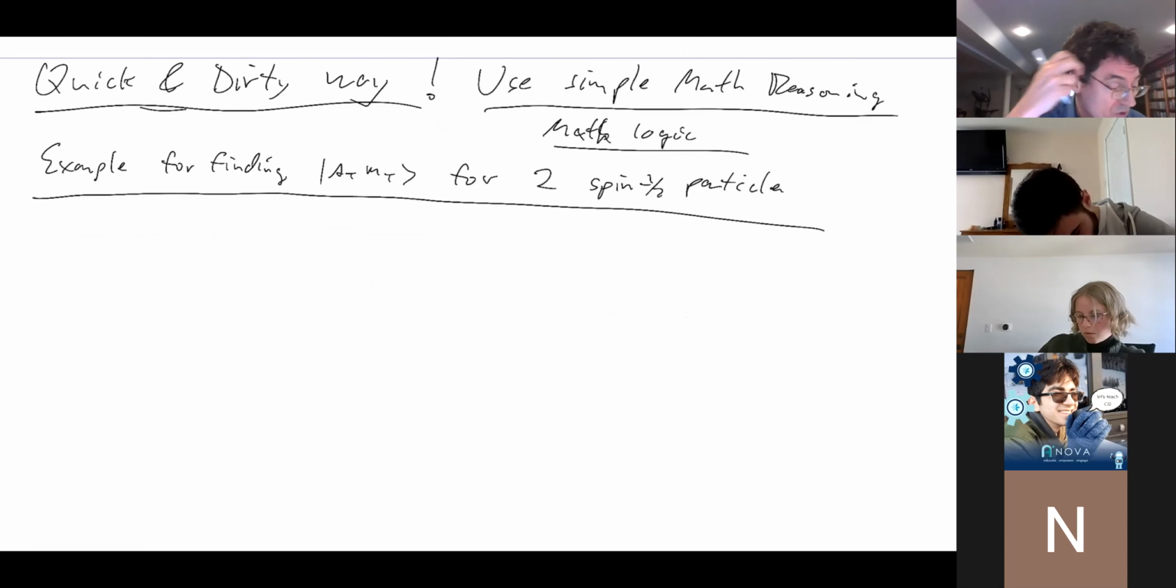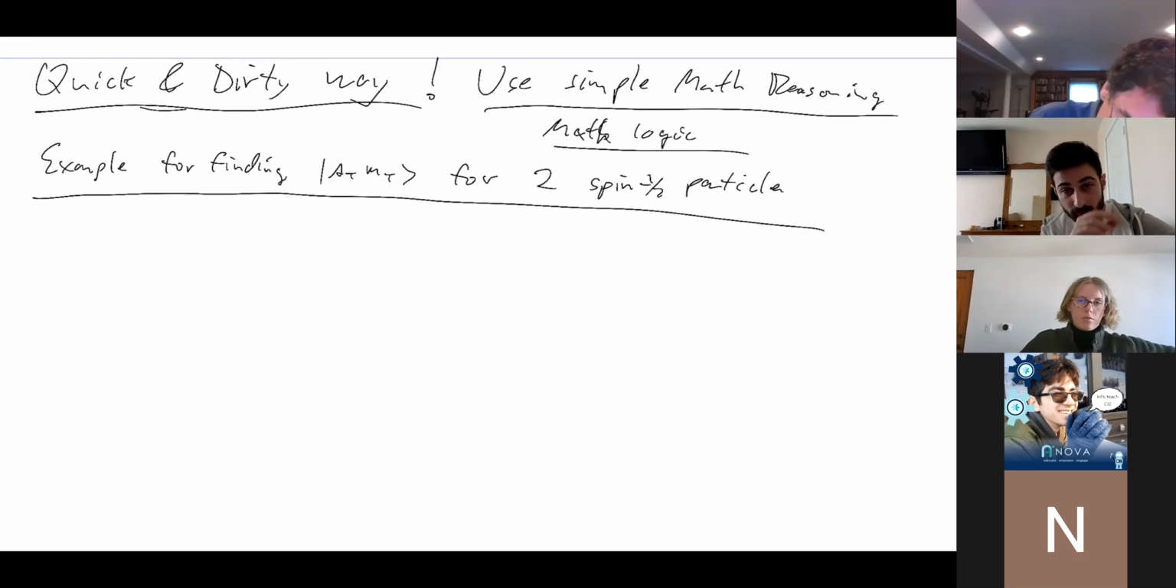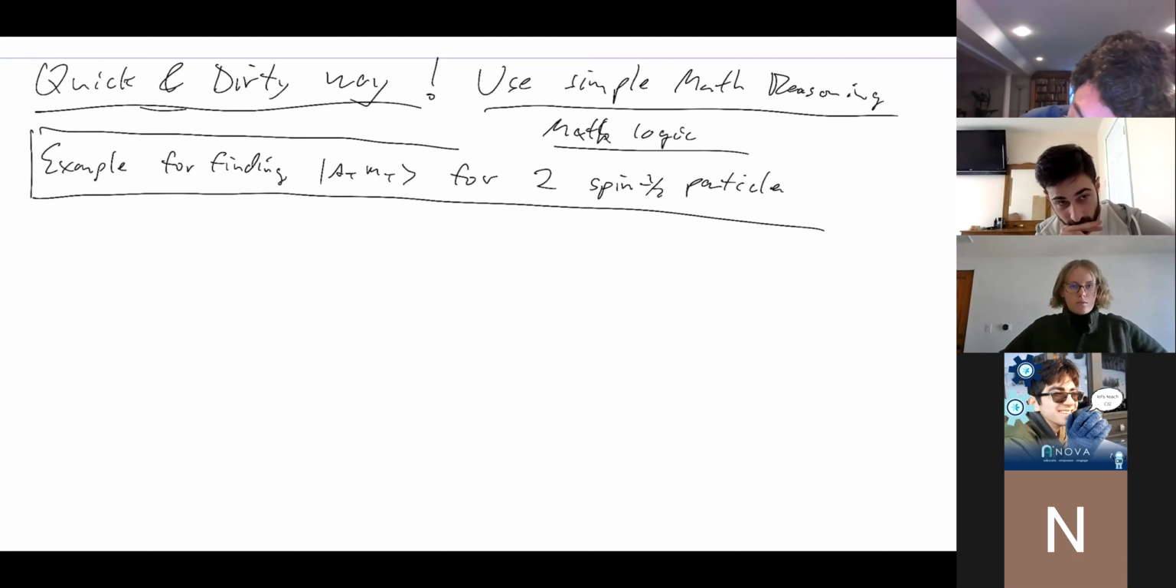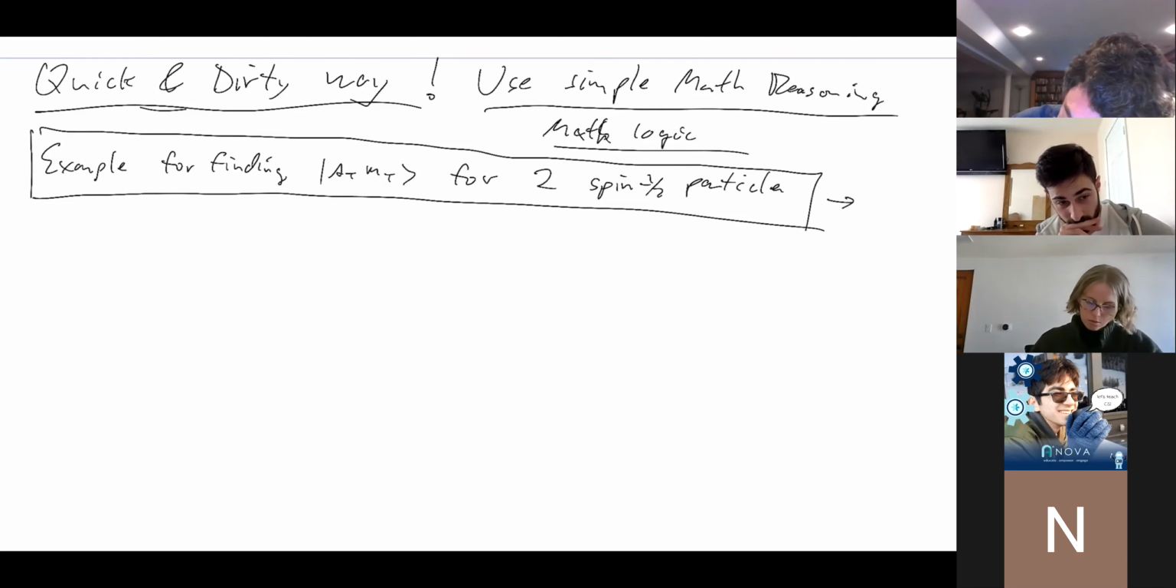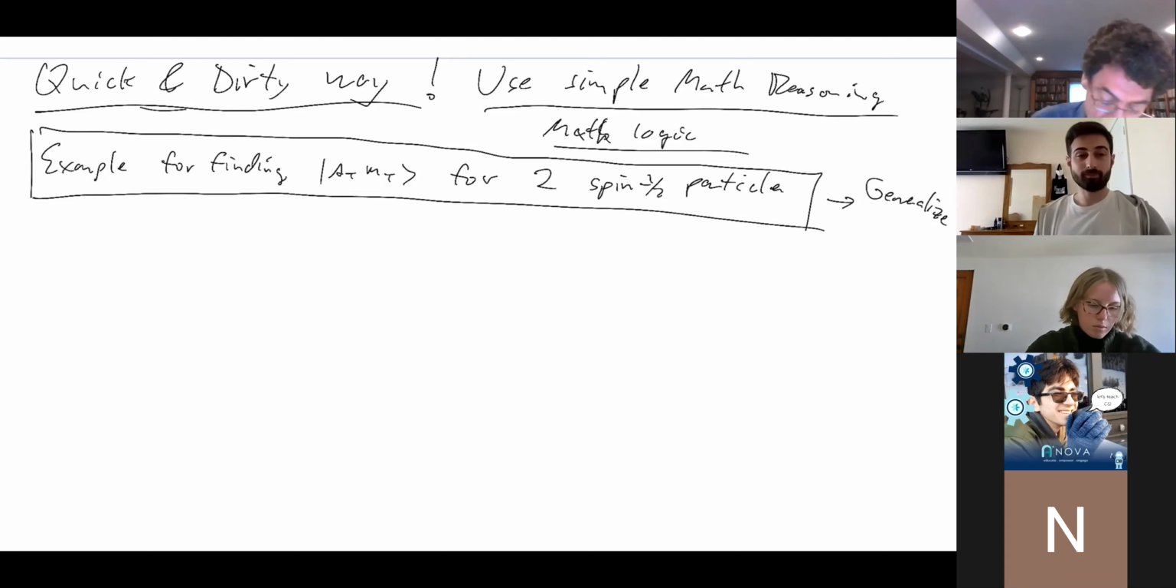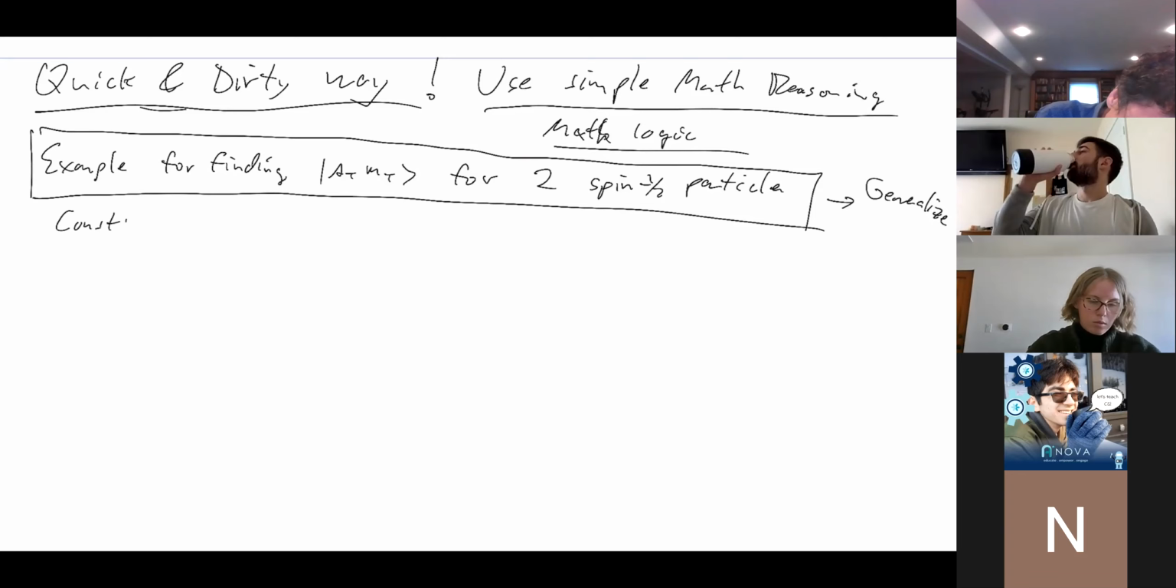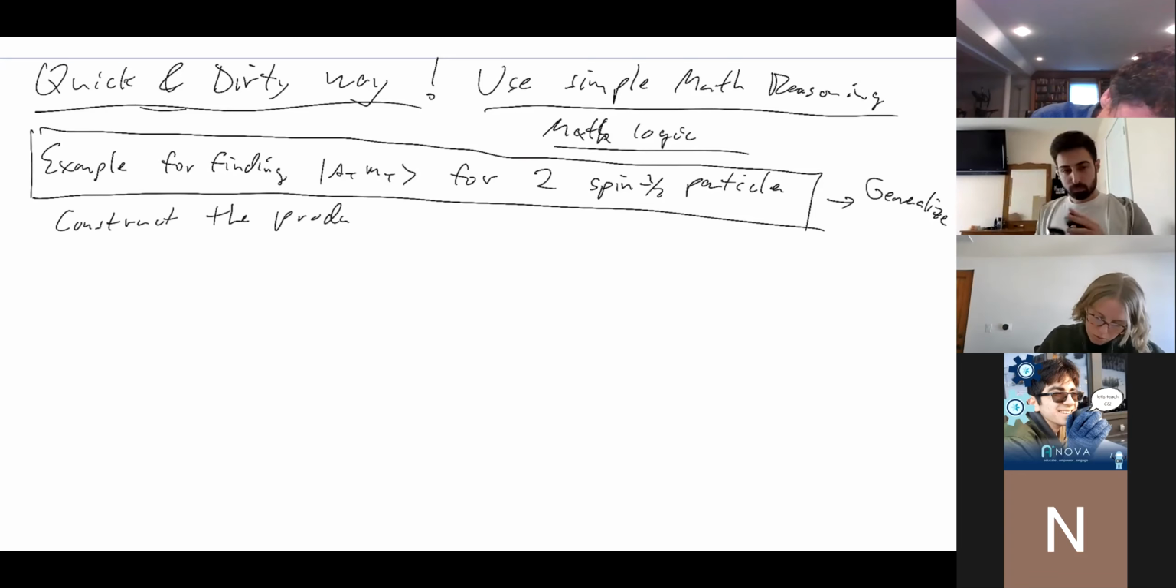And so what we'll do then is, let's do it. And then the idea is that we will generalize it. Okay, so for 2 spin 1/2 particles, the first thing we do is construct the product basis. And then we're going to convert it to the total angular momentum basis.